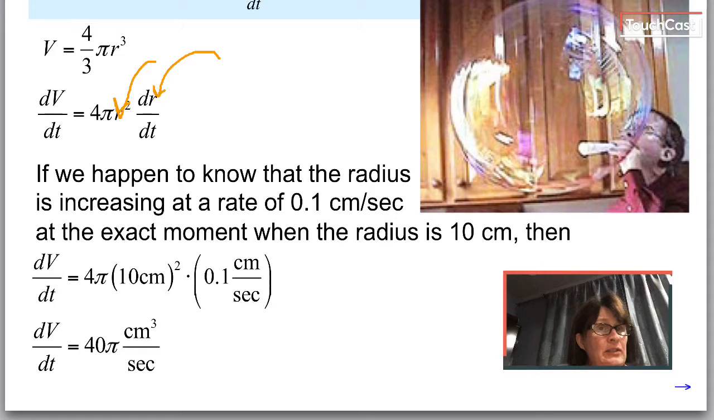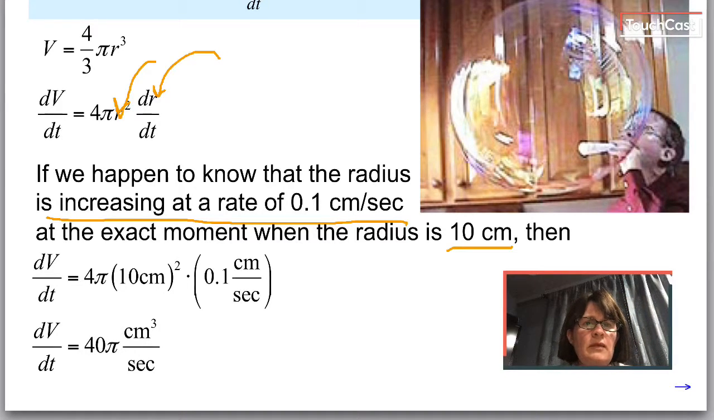So if we did happen to know that the radius was increasing at 0.1 centimeters per second, well, the radius is increasing. That tells me about how the radius is changing over time. So that is dr/dt. And if at some exact moment, that same exact moment, the radius is 10 centimeters, then I can use those values in my formula.